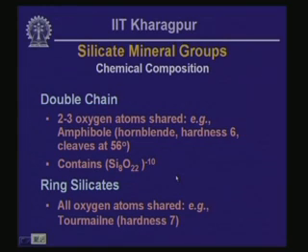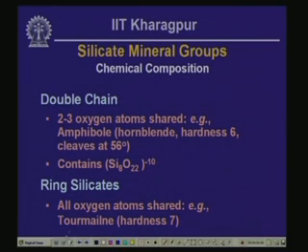We have already seen that in case of a double chain mineral, you have got two to three oxygen atoms shared between different tetrahedra, and an example of this class of mineral is amphibole. One of the minerals of the amphibole group is hornblende, and hornblende has got a hardness of 6, and notice the cleavage angle. In this case, this particular type of mineral actually cleaves at 56° angle. So, this is the angle of cleavage.